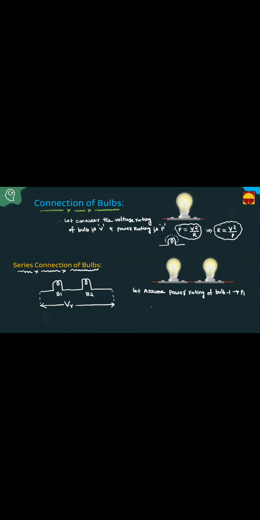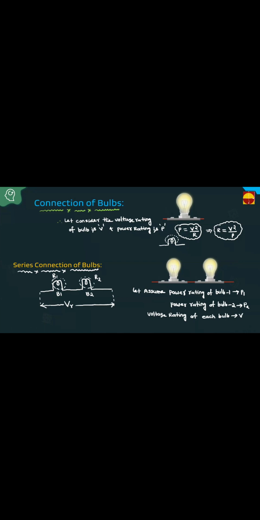That is, the two bulbs have the same rating. Let's assume the power rating of bulb 1 is P1 and the power rating of bulb 2 is P2. Let the voltage rating of each bulb be V. Then let the resistance of bulb 1 be R1, and the resistance of bulb 2 be R2.